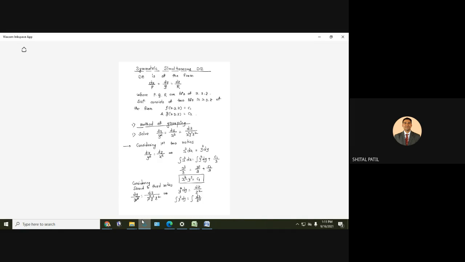Now we have to add a constant conveniently. If you don't understand, wait for some time. Yes, what is the integration of y square? y cube divided by 3 minus 1 upon z plus c2. This is the second answer. That's it. 1 and 2 is the required solution. Everyone is getting this? How to consider the groups? Have you understood? Yes, okay, great. Chalo, next.